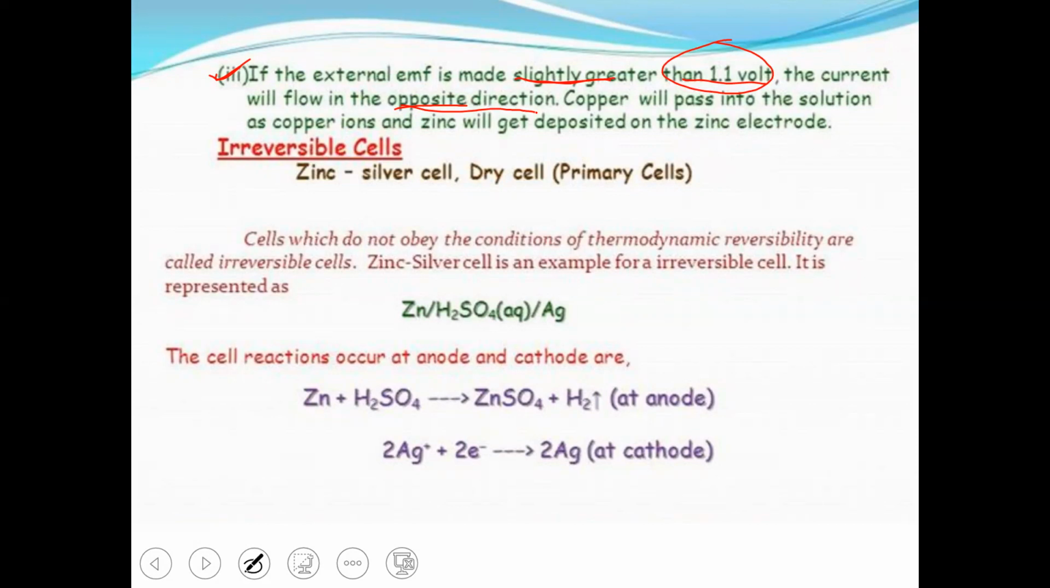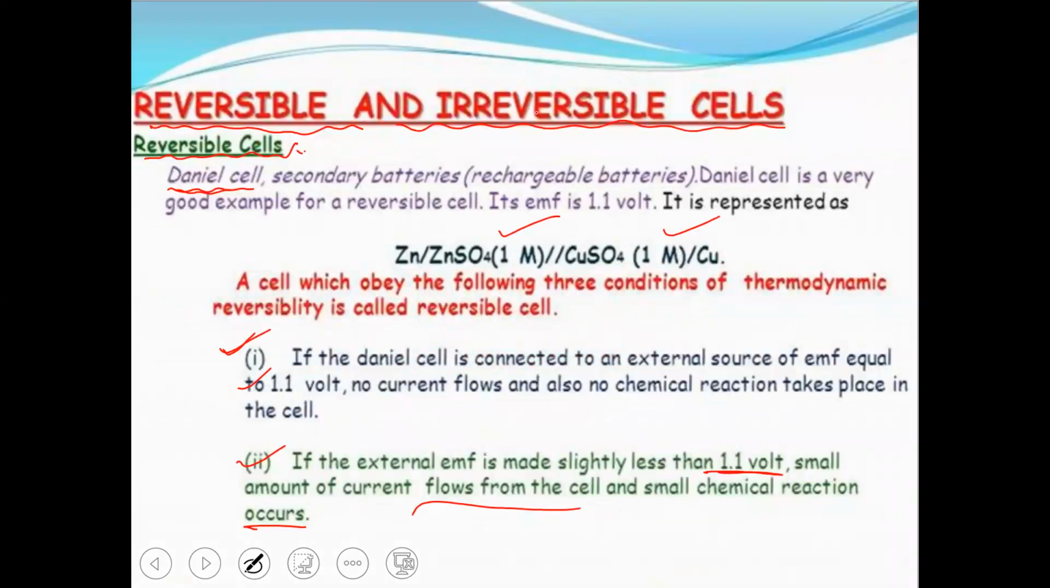When the Daniell cell, or any cell, obeys these three thermodynamic conditions, then only we can call it a reversible cell. The first is very simple: there is no change when the external EMF and the Daniell cell's EMF are both equal to 1.1 volts. So there is no current flow and also no chemical reactions take place.